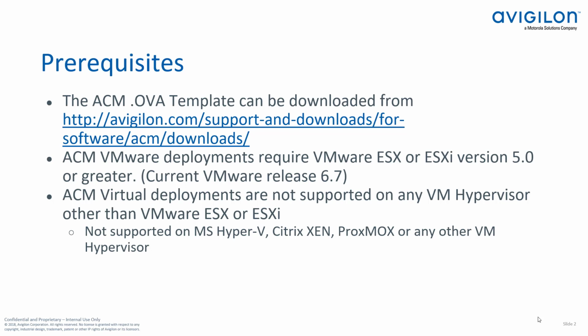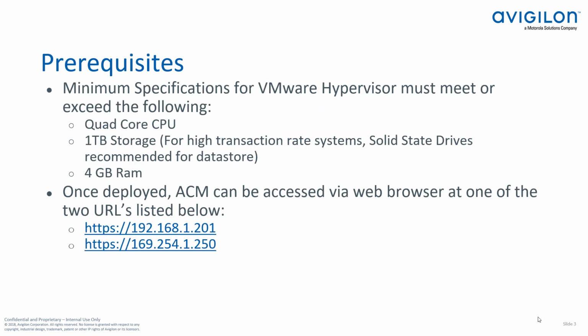ACM can be deployed in both VMware ESX and ESXi and is currently supported from version 5.0 to the current release 6.7. Avigilon ACM is not supported on any other virtual machine hypervisor other than VMware. The minimum recommended specifications for the VMware host are as follows: a quad-core CPU, 1 terabyte of local storage. For high transaction rate systems, solid-state drives are recommended for the data store, and 4 gigabytes of RAM.